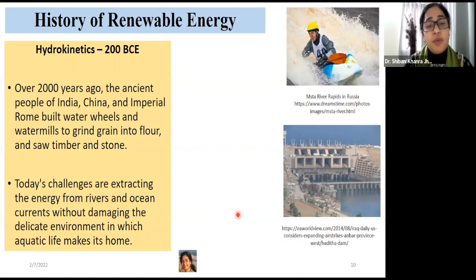However, in today's form, the challenges are even more advanced, in extracting energy from rivers and ocean currents without damaging the delicate environment in which aquatic life makes its home, because environmental concern is one of the major issues these days.